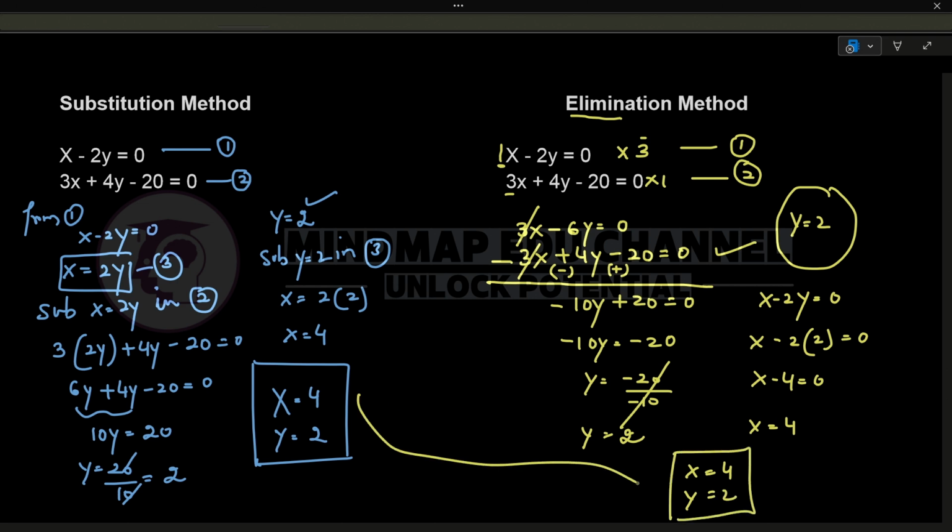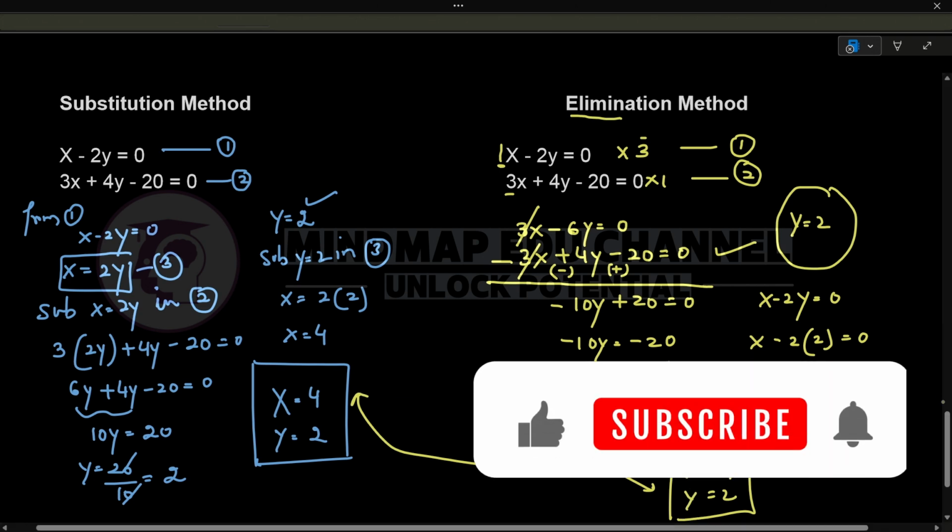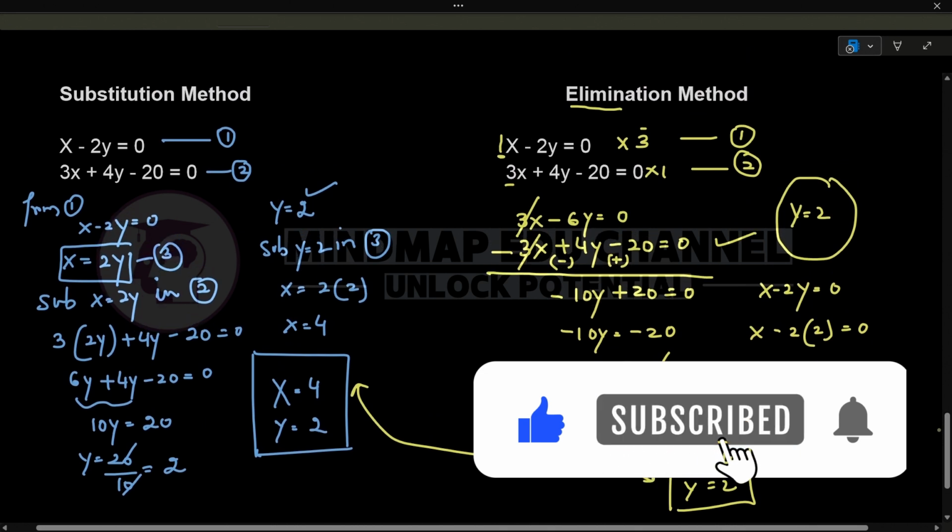Now, you can see that in both the methods, we get the same answer. So, whichever method you use, you will get the same answer. So, this is how we solve a pair of linear equations in two variables.